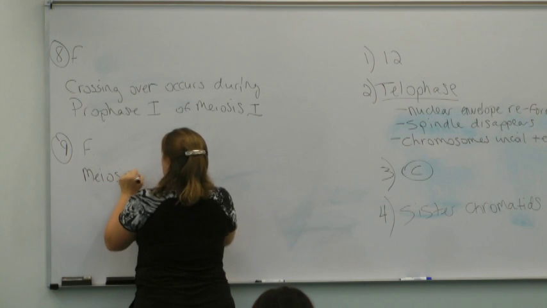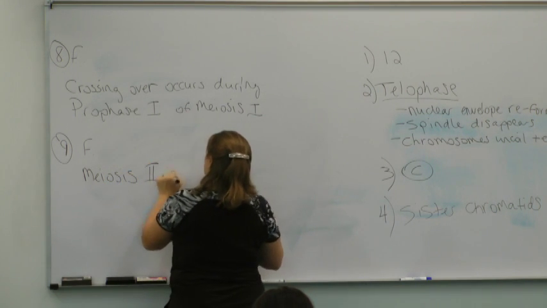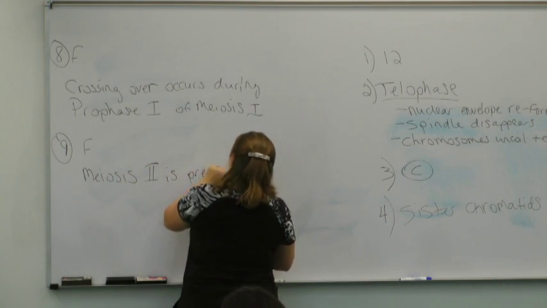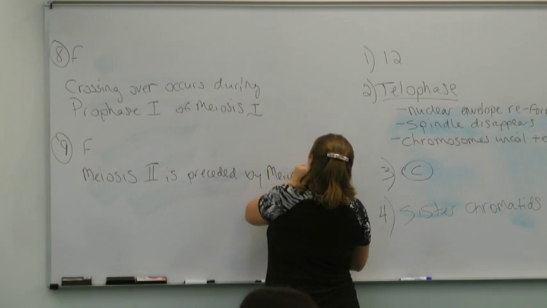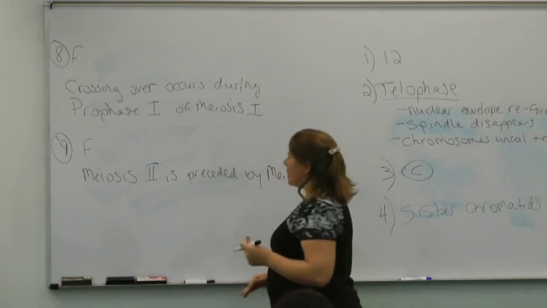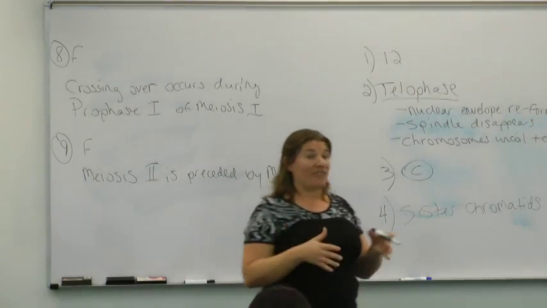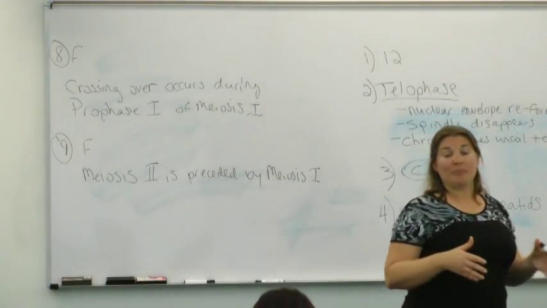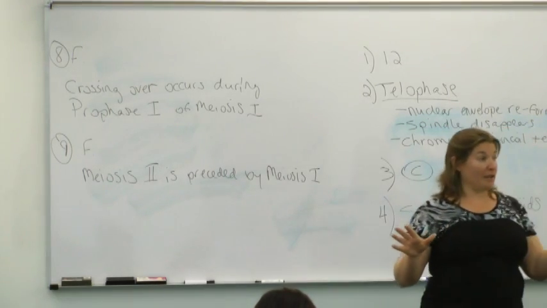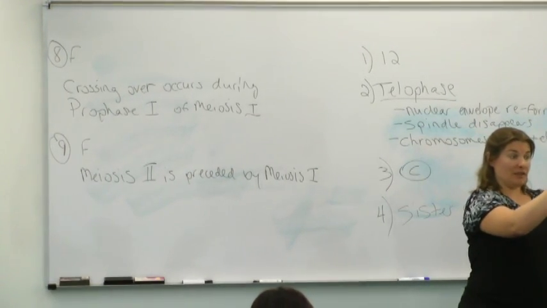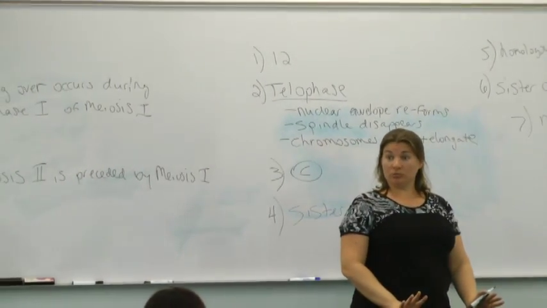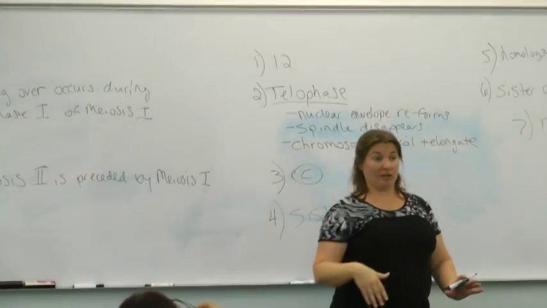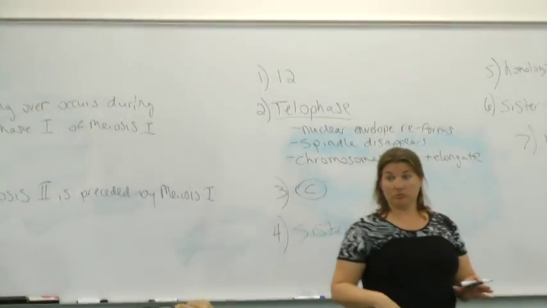So meiosis 2 is preceded by meiosis 1. The whole point to this is that there is no interphase in between meiosis 1 and 2. Okay? There's interphase, and then there's meiosis 1, and then there's meiosis 2. There's no interphase between meiosis 1 and 2.